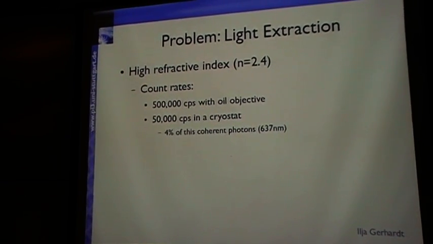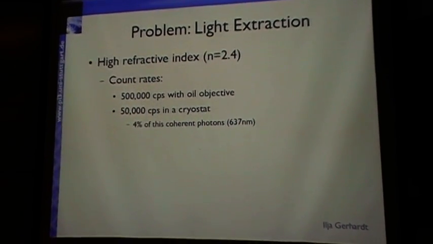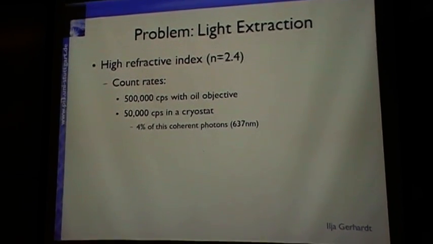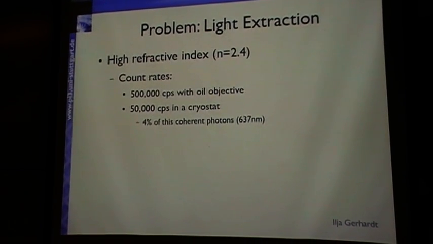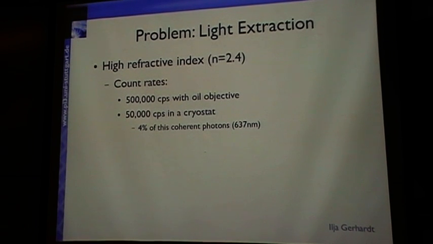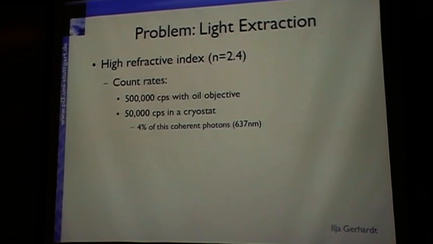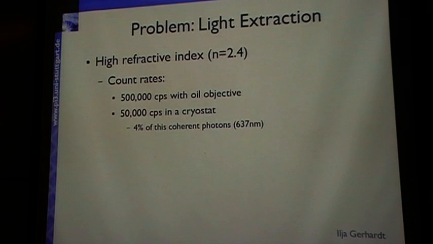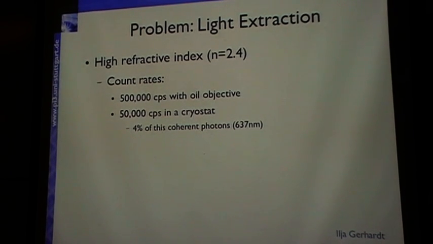And the really crucial point is if we do really fundamental experiments in a cryostat. Here we are limited by a factor of 10 again, because with such a geometry the lenses are not working as well as in ambient conditions, and we have only 50,000 photons per second, which is not a lot. And then we have to realize, if we look at coherent photons, which are coherently scattered, exactly coming from this transition at 637 nanometers, this is only 4%.